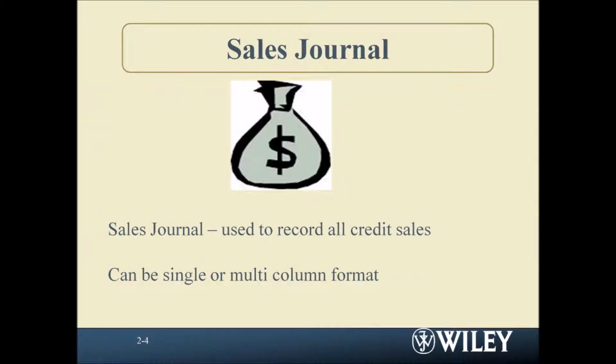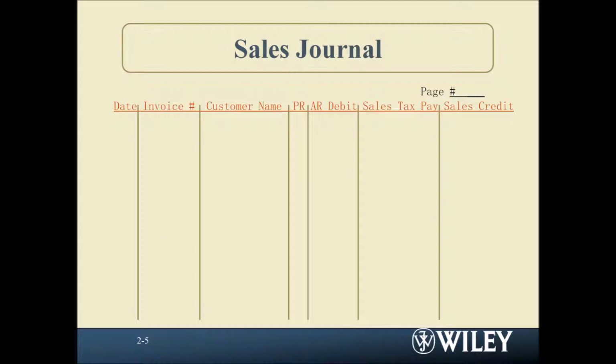The sales journal is used to record transactions for merchandise that your business sells on credit. It can be in single or multi-column format. If your business sells merchandise and offers payments on terms, it will need a sales journal. This is a special journal used to record transactions on merchandise that your business sells on store credit.